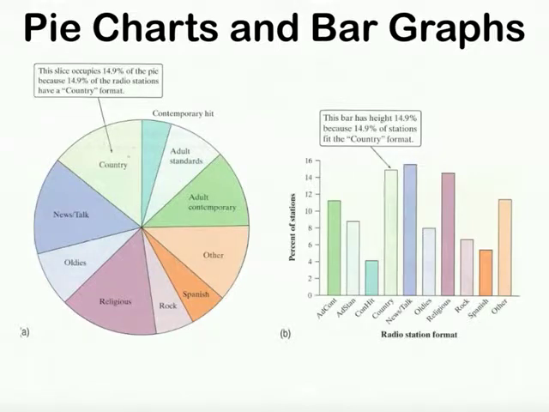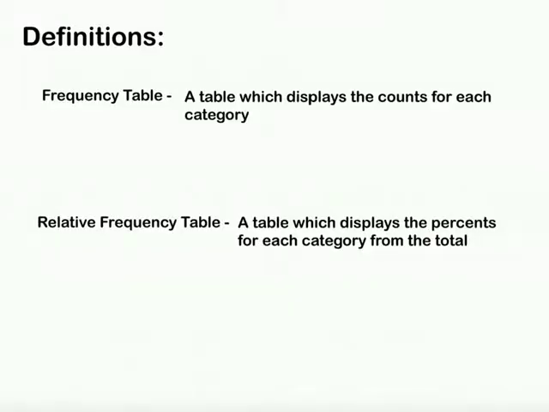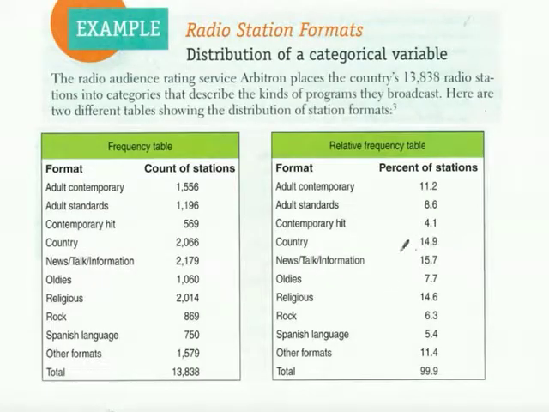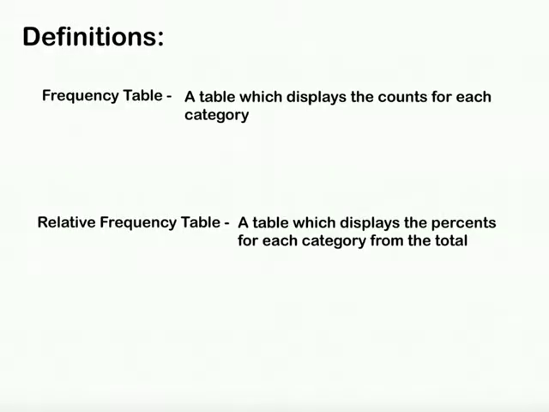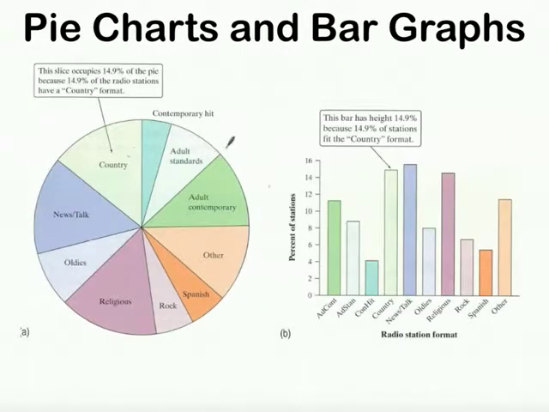So now we're going to look at some types of graphs. So one type that we'll talk about is a pie chart. And with a pie chart, I'm sure you're familiar with this, it is a circle that looks like a pie, and each one of the shapes inside is a slice that represents how much it makes up of the total. So, for example, the slice that they've pulled out is the country slice. This slice occupies 14.9% of the pie because 14.9% of radio stations have a country format. So if we look back at our original table, country was at 14.9, so it does make up 14.9% of our pie chart.